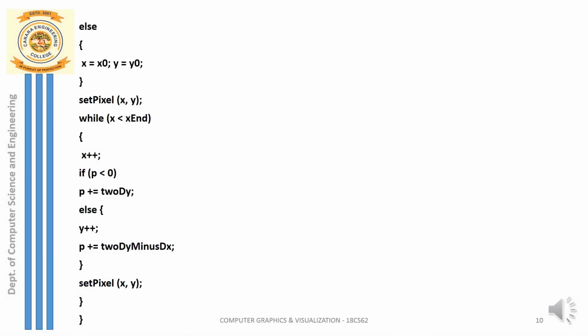Now you can continue with the else part. We will assume that now x0 is less than x end. In that case you can start plotting from the leftmost point. So start from x0 and y0 and save those values in the variables x and y. Now, our function setPixel(x, y): you can store this x and y value in the frame buffer, that is, you can plot this particular point using the glVertex function.